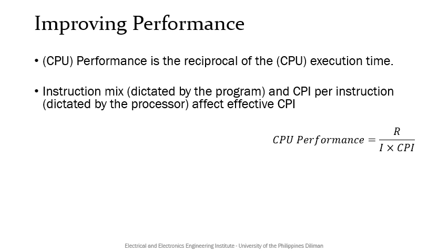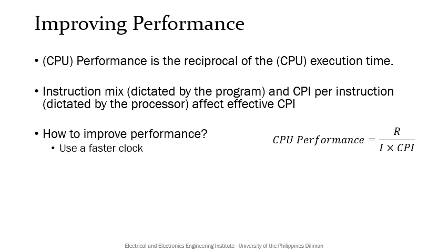Next, the instruction mix as dictated by the program considered and the per instruction CPI as dictated by the processor implementation affects the average or effective CPI. We can improve performance by using a faster clock. This always improves the performance, although note that processors have a maximum clock speed at which it can run reliably. Thus, we can also use a faster version of the processor or hardware that can support a faster clock.